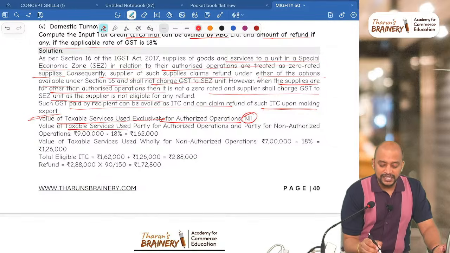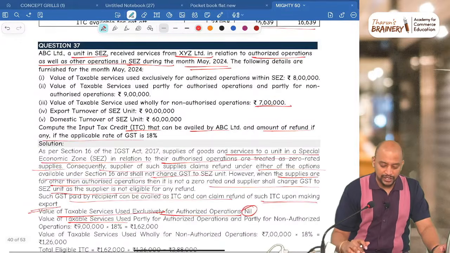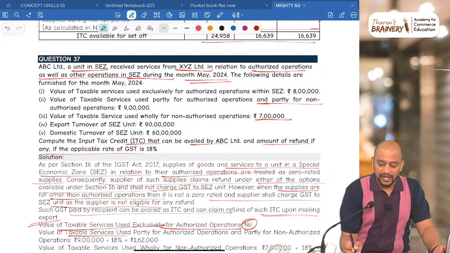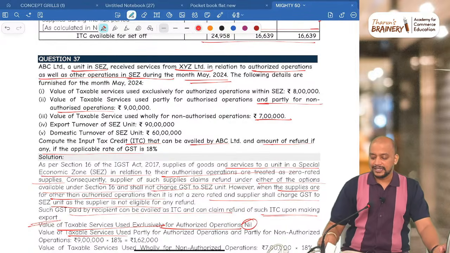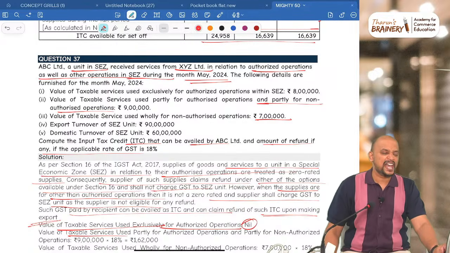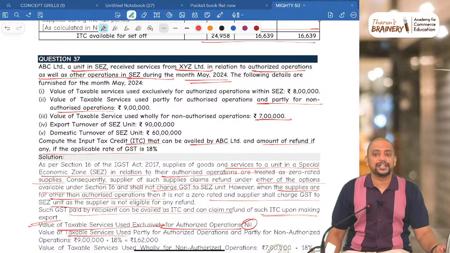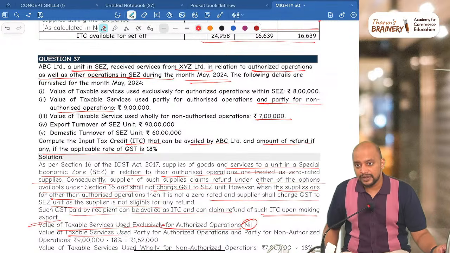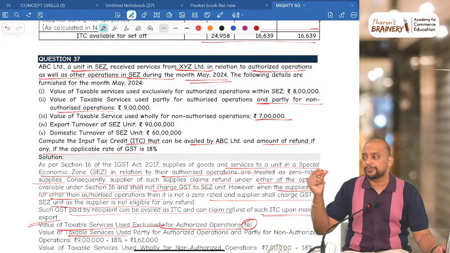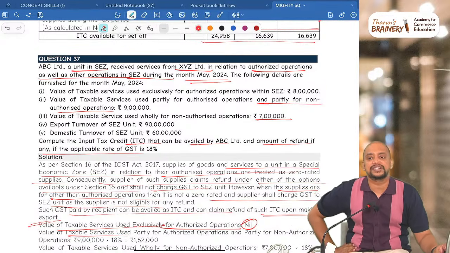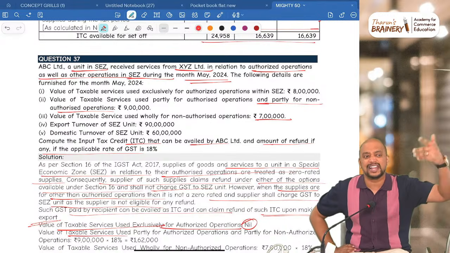Value of taxable service used partly for authorized operations and partly for non-authorized operations. Can the supplier treat it as zero rated supply? Do we have any breakup? No. No breakup means the supplier cannot treat it as zero rated, because for the supplier, zero rated supply is only if it is supplied to authorized operations. In this case, it is not supplied to authorized operations, which means the supplier will charge GST. For the supplier, it is like a normal supply.